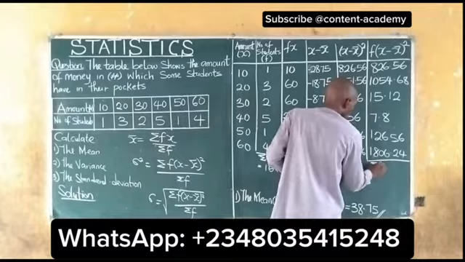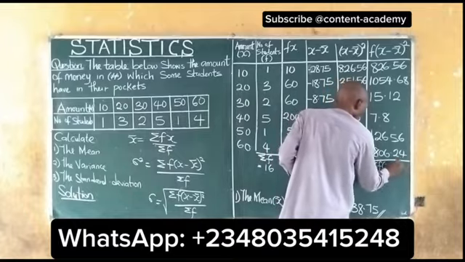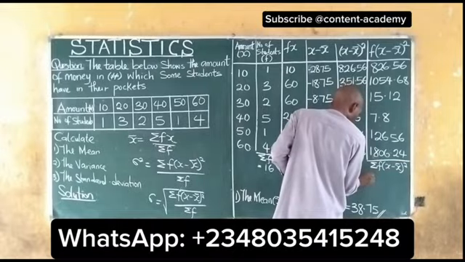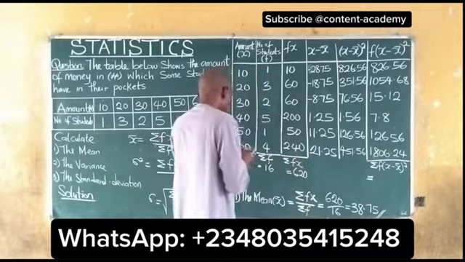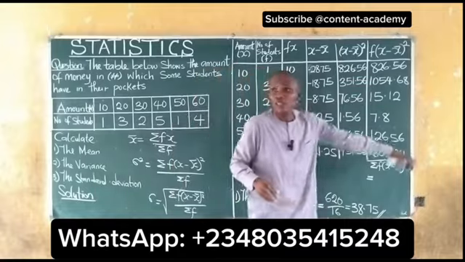So we have summation of f times x minus x bar all squared to be equal to, now we have to sum the whole of this.